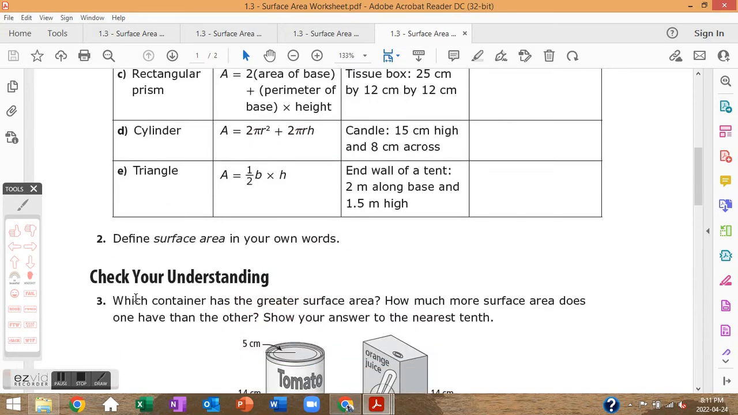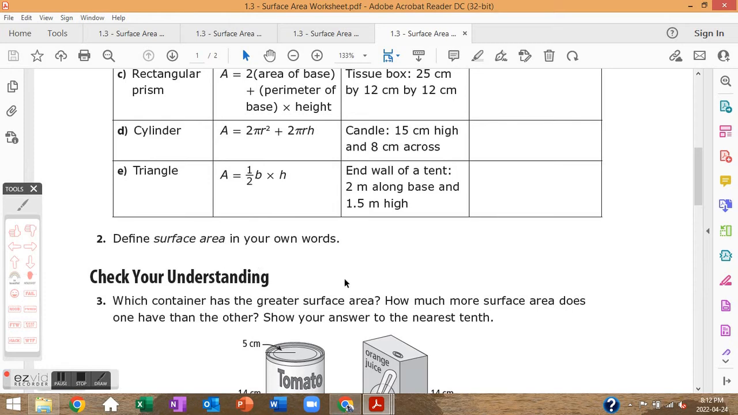Define surface area in your own words. I don't mind if you just talk about that between the two of you. Figure out what that term means for you. Make sure obviously you're both on the right track with it.